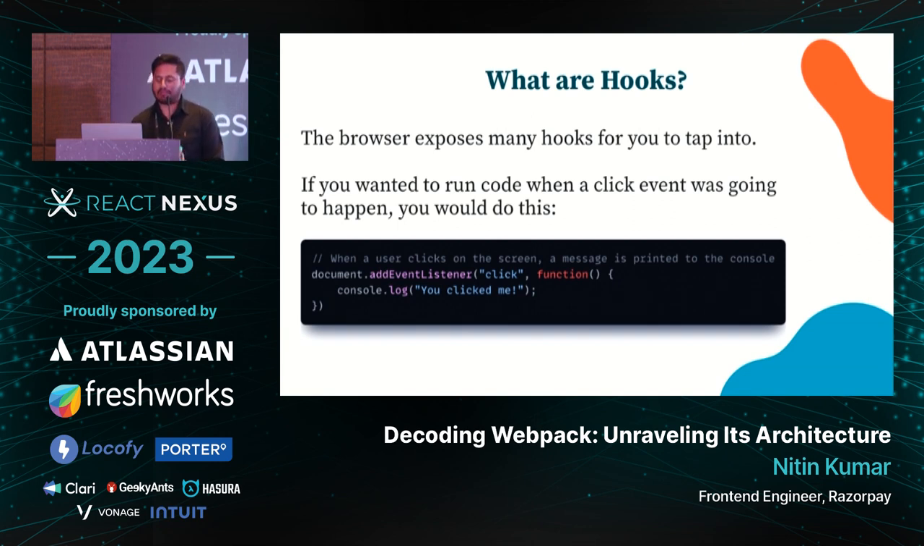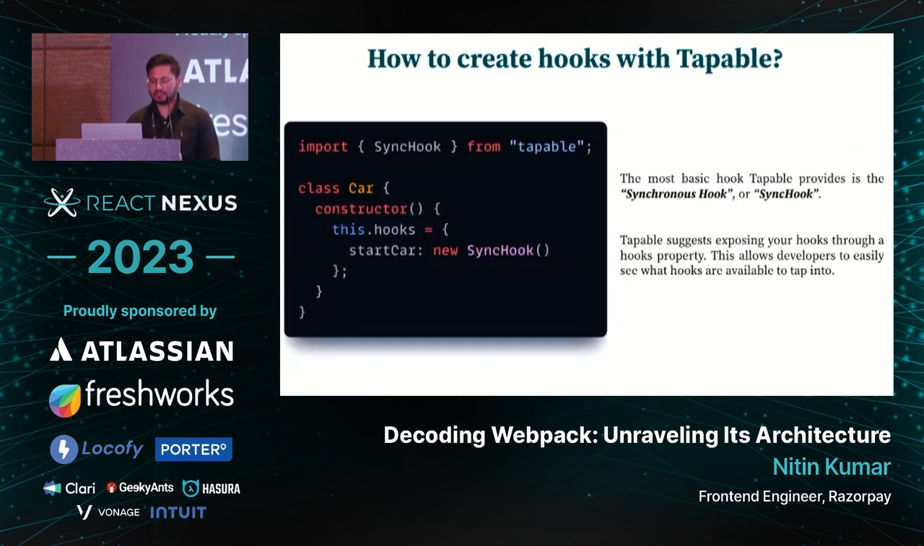So Webpack exports many of such hooks. So how do we create hooks with Tapable? The most basic hook that Tapable provides is a synchronous hook, or SyncHook. Tapable suggests exposing your hooks through a hooks property.